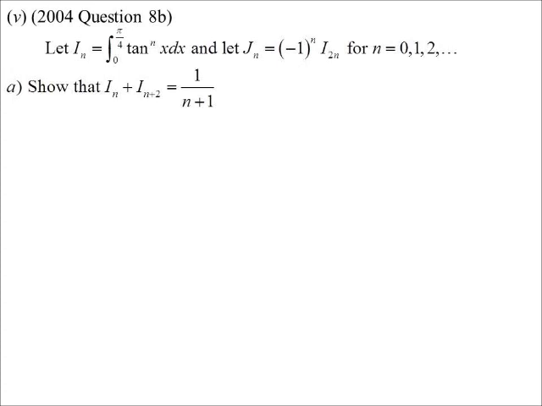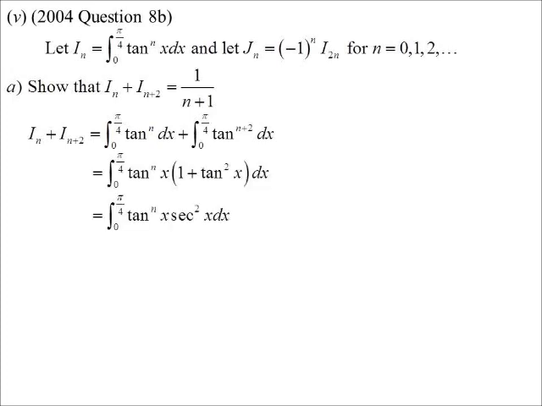Show that IN plus I(n+2) is 1 on n plus 1. So in fact, they're telling you, hey, do this by adding the two together. They're giving us a nice hint there. So tan to the power of n plus tan to the power of n plus 2, I can combine those two together, and I've got a common factor of tan to the power of n outside of 1 plus tan squared. 1 plus tan squared is sec squared. I now have the derivative times the function to the power of n.